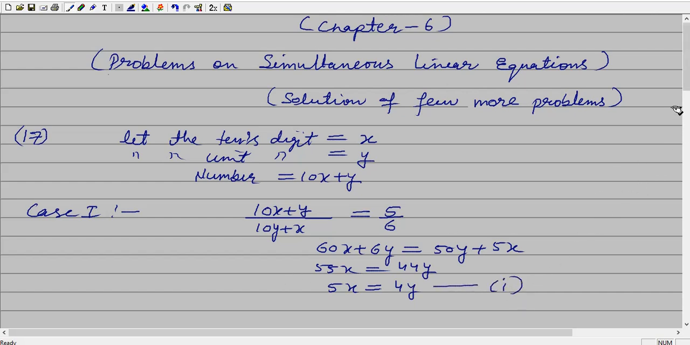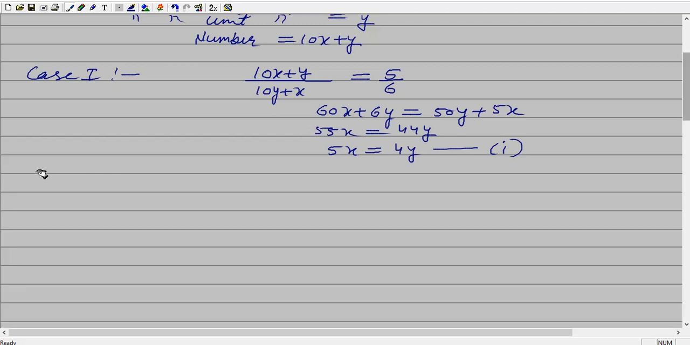And after that, in case 2, if the difference of digits is 1, that means x minus y is equal to 1. It is the second condition. So you can say 5x minus 4y is equal to 0, that is from case 1, and there is case 2, and you can solve simultaneously now.